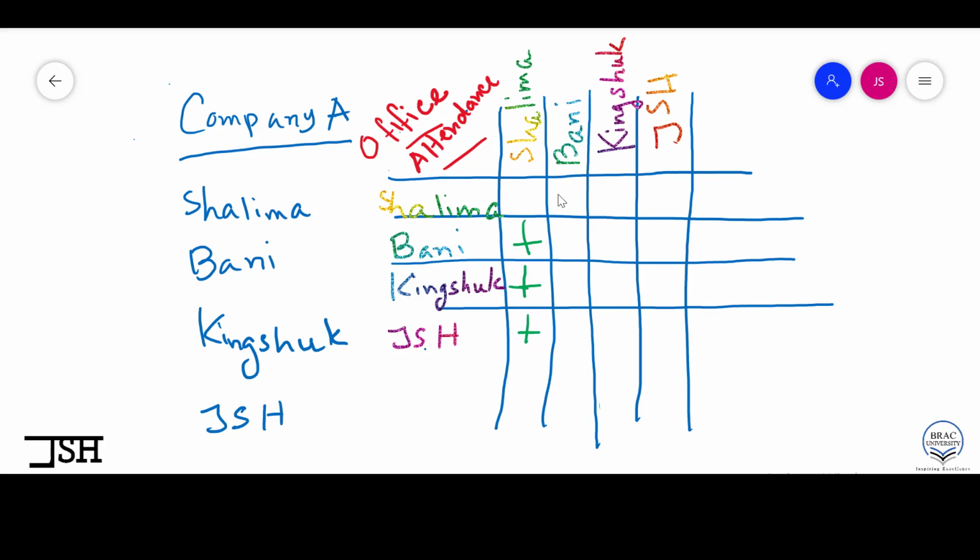Now let's come back to this cell. So here, between Bunny and Shalima, we already know that Shalima is a better performer. Now, can you make a guess? In this cell here, do we put a plus sign or a minus sign? Think for 30 seconds.